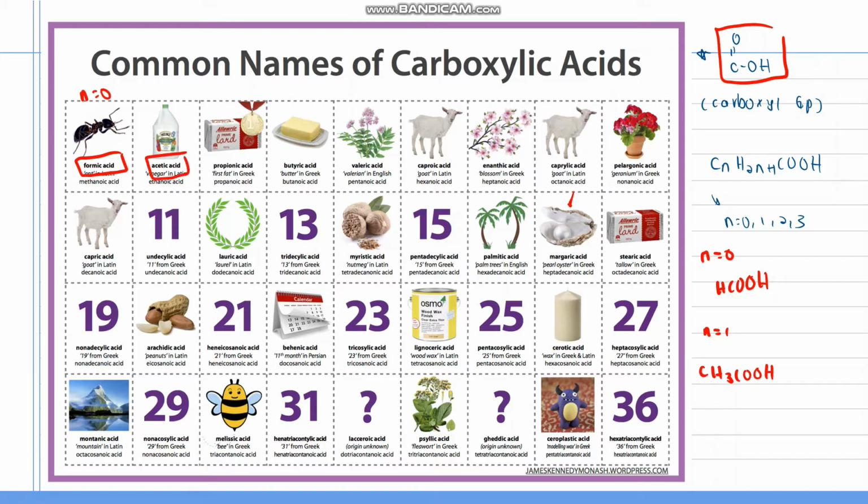Then moving on, we have methanoic acid, ethanoic acid, and then propanoic acid, butanoic acid, pentanoic acid, and many more. So you can refer to this and have a look. This is for your knowledge.